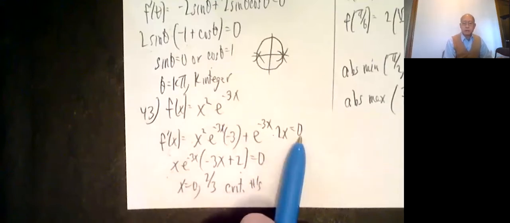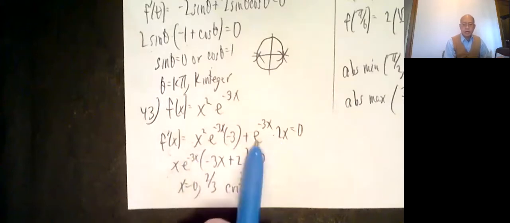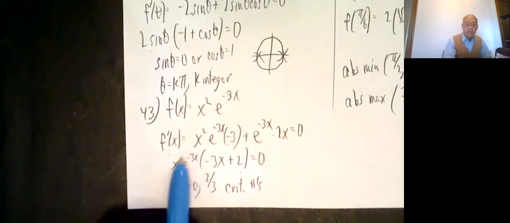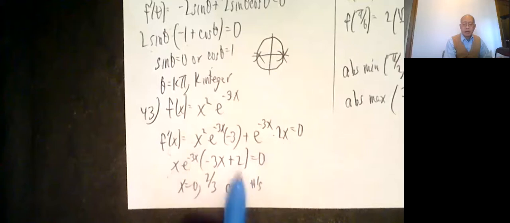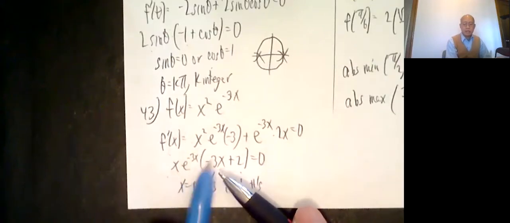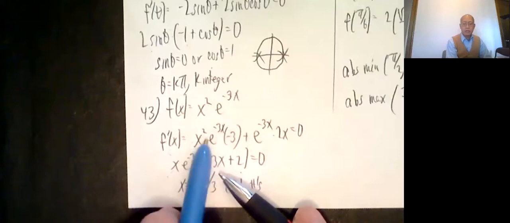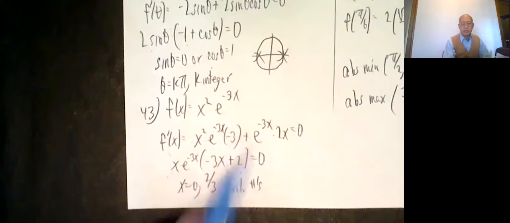Set that equal to 0. The common factor is x e to the negative 3x. If I take this out from here, I have left over a negative 3x. And if I take this out, I'm left with 2. Double check by multiplying it, right? This times this is negative 3x squared e to the negative 3x. Yep, it's all there. And this times 2 is 2x e to the negative 3x.